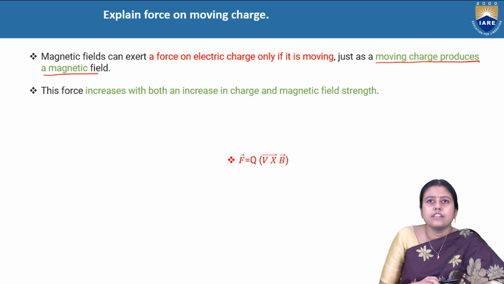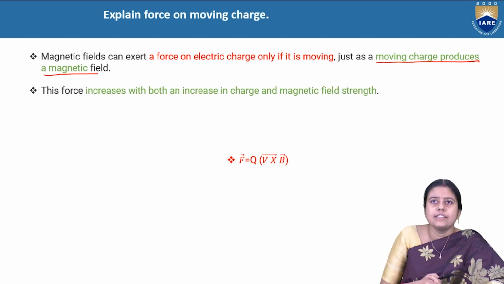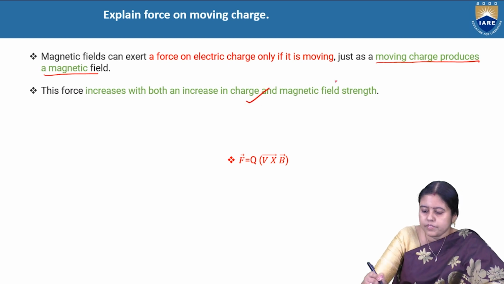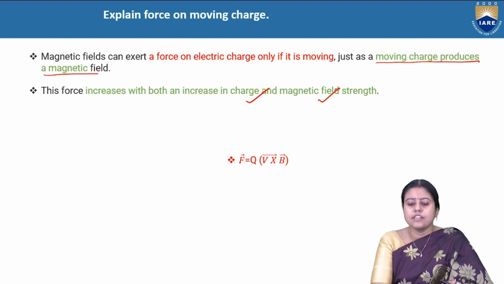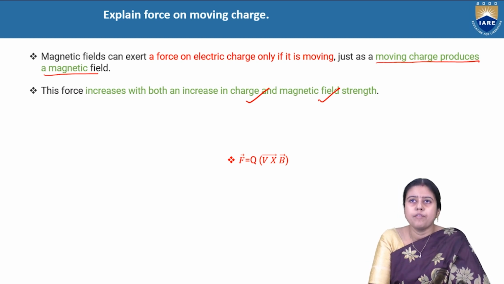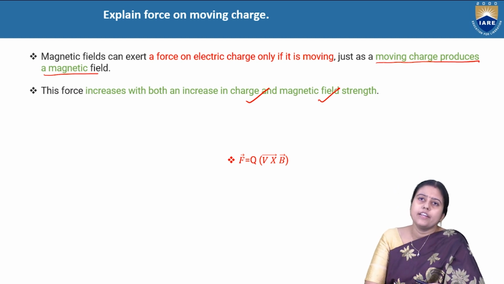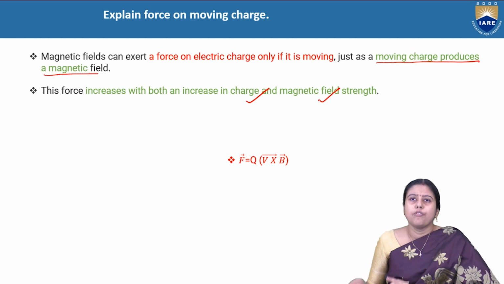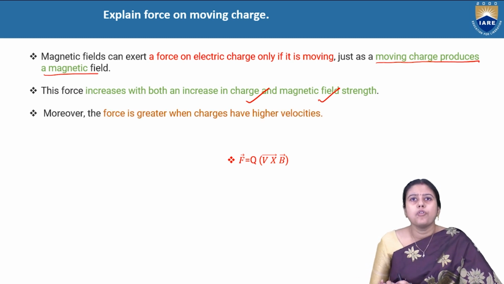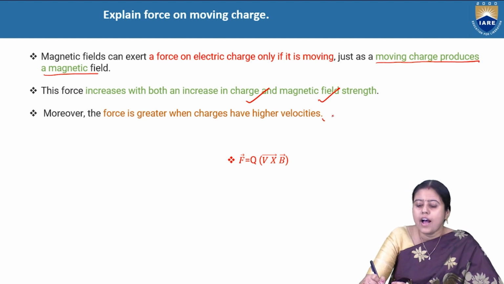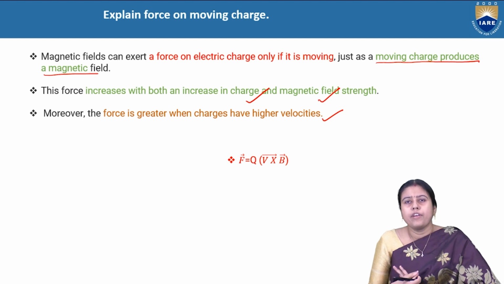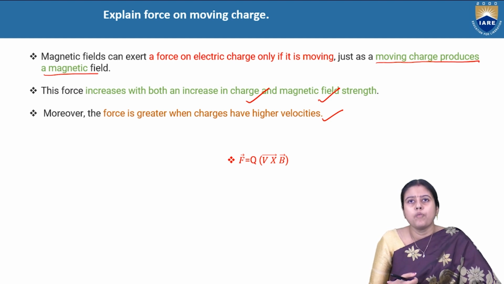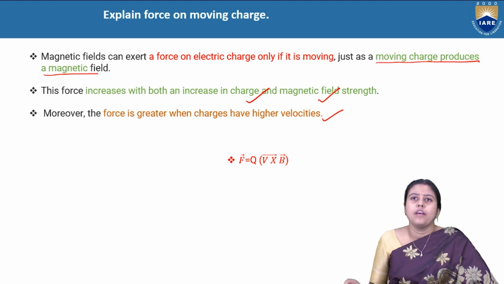This force increases with both an increase in charge and magnetic field strength. If the charge amount is increased and the magnetic field is increased, the force will increase. Moreover, the force is greater when the charges have higher velocities, because if the charges have higher velocities, the current will be more and the force will be more.